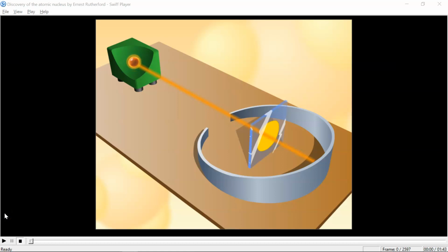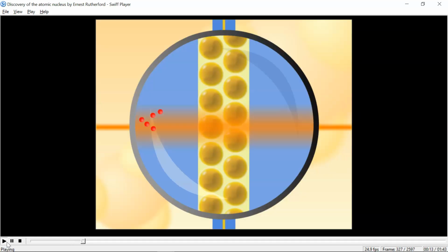Alright, so let's watch this brief animation to recap what we have just learned. Ernest Rutherford was bombarding an extremely thin gold foil with a beam of alpha particles from a radioactive source. Alpha particles have a positive charge and are far smaller than an atom. The great majority of particles passed through the foil easily, but 1 in every 10,000 particles was deflected backwards and came back on the same side of the foil.